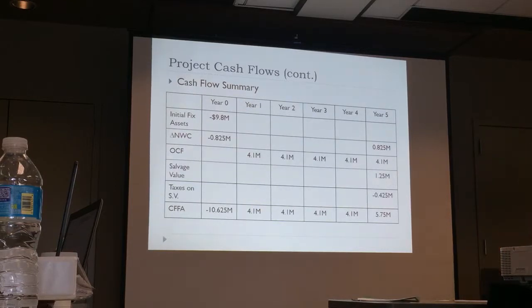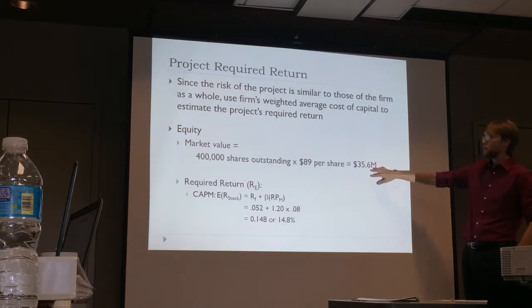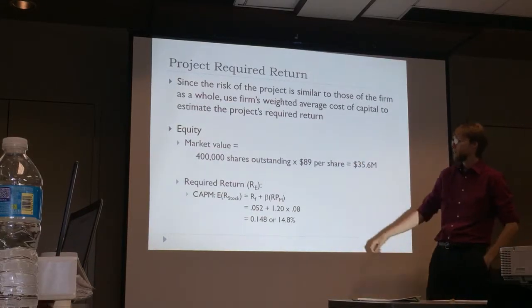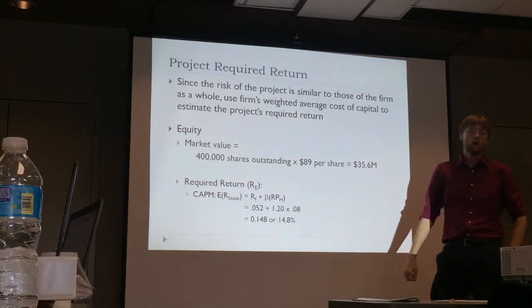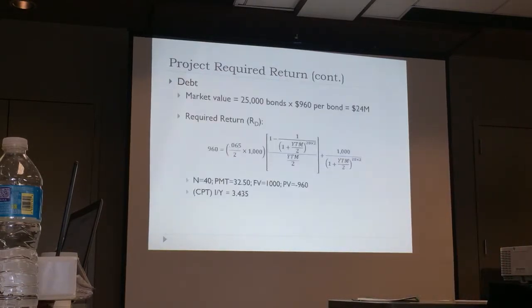Okay. The new thing that we can do now is come up with our discount rate, right? So since the risk of the project is similar to the risk of the whole, we can use WACC. So we'll come up first with, on the equity side, its market value, which we'll use for our capital structure weights, $35.6 million. Required return, we're going to use CAPM again, come up with a cost of equity of 14.8%. Right? There's the debt side, market value of debt's $24 million.